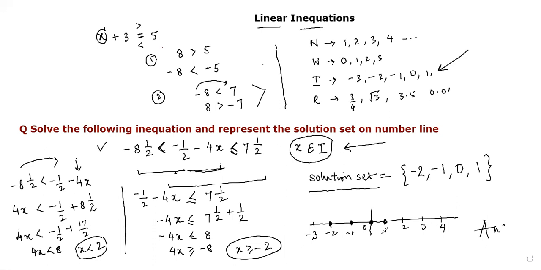And this how simple it was. I hope you could understand what is linear inequations, what are natural whole numbers, integers, and real numbers are, and how to divide this into 2 parts, find the range, then find the solution set depending what x belongs to, and finally the plotting on the number line.